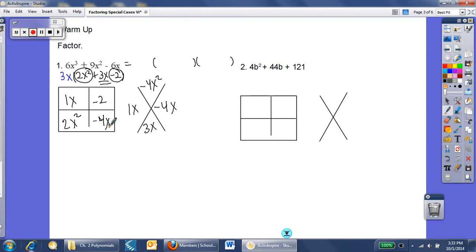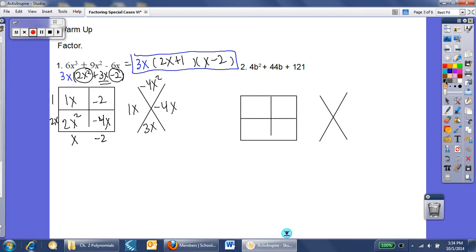Getting the outside of the box, I can put 2x here and x here to give me 2x squared. x times 1 is 1x. 2x times -2 is -4x. Go ahead and put these in parentheses, so this is 2x plus 1 and x minus 2. Don't forget that you factored 3x out from the beginning, so put that here, and this is your final answer.